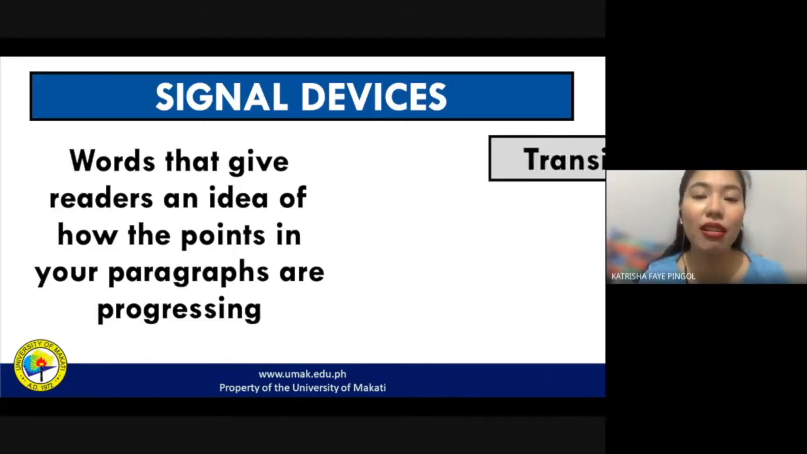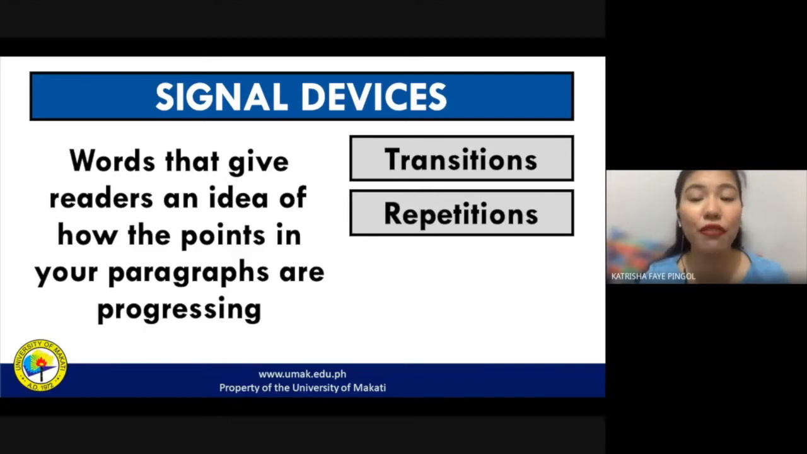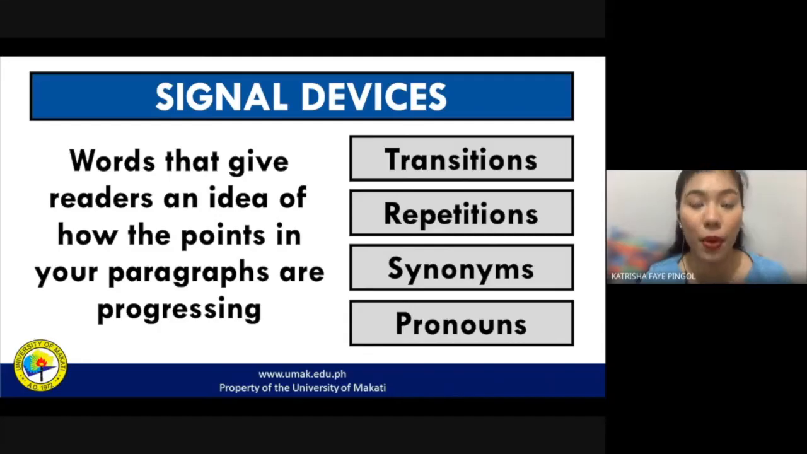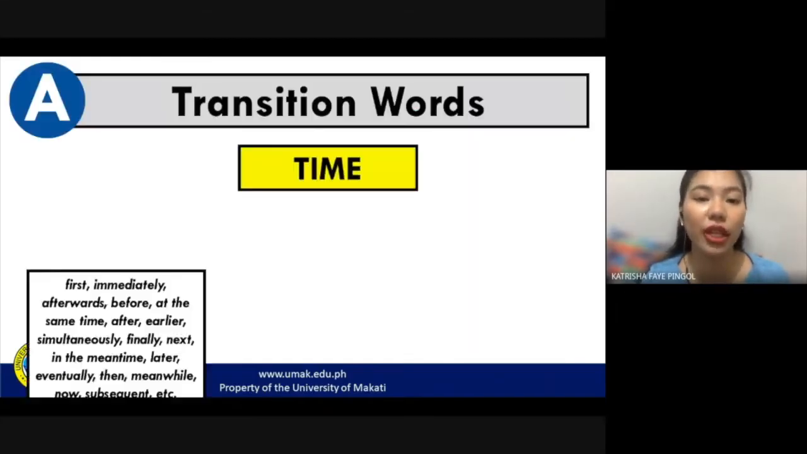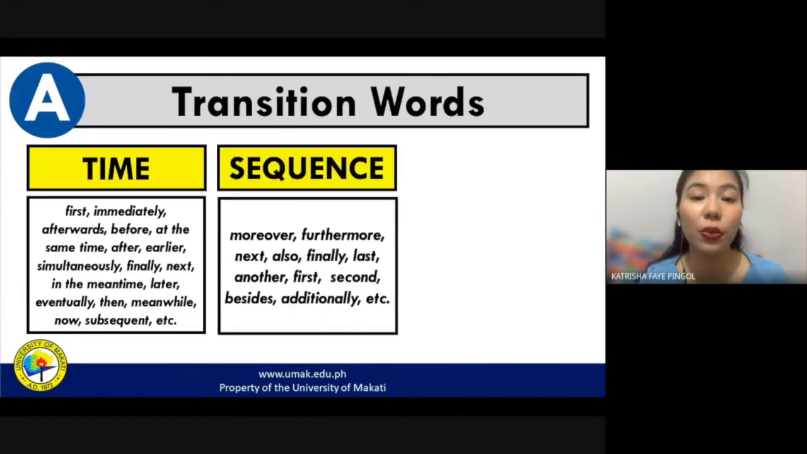Okay, so signal devices could be in terms of transition words, repetitions of certain words, certain elements, or certain phrases. This could also be the use of synonyms, as well as the use of pronouns. So let's take a look at all of these examples of signal devices. Let's go first to transition words. So when we say transition words, these could be words that refer to time, examples of which are presented in here, or words that refer to sequence.